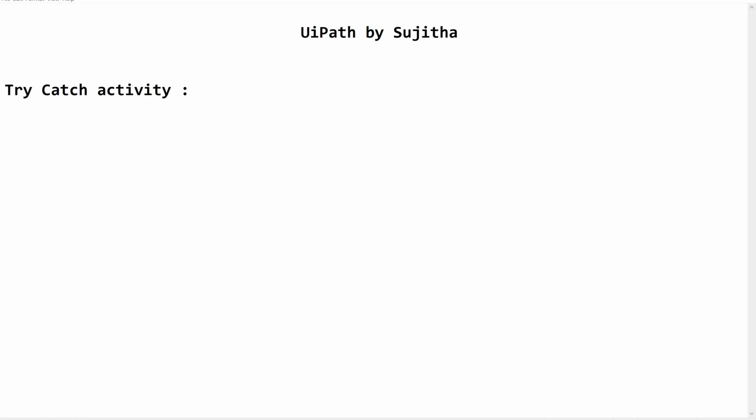In this video, we are going to learn about the most vital role playing activity in exception handling scenarios, that is TryCatch activity. We have already learned about the global exception handler, right? Similar to that, we have one more activity, that is TryCatch activity. Let us see in depth what this exactly refers to and how it is helpful during our automation.